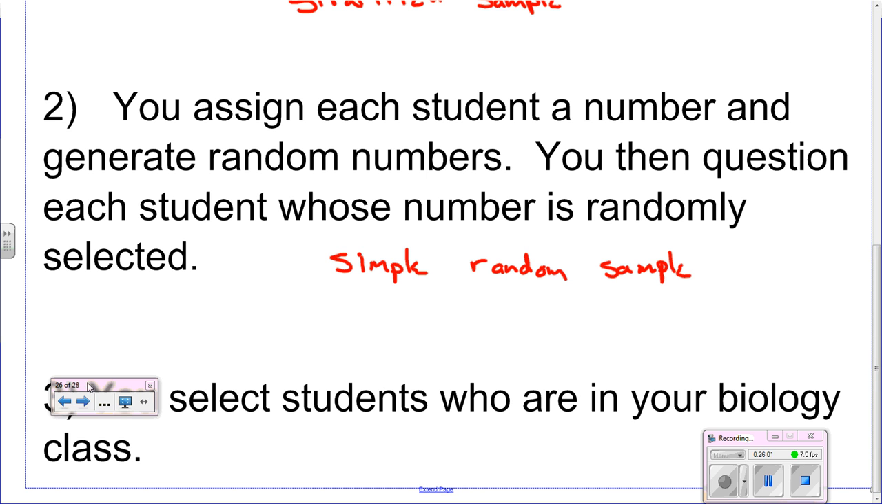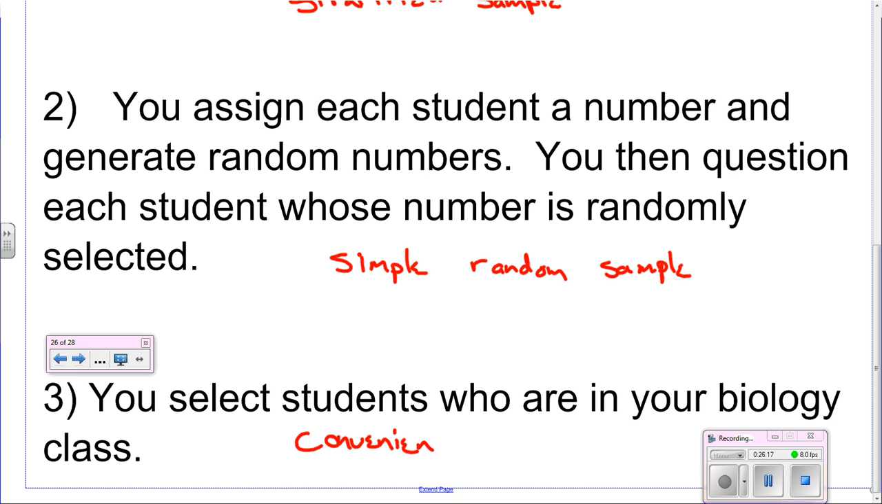Lastly, you select students who are in your biology class. Okay, this comes back to one of the ones that I think is pretty self-explanatory. This would be a convenience sample. I don't have to go out of my way to do anything. It's just the people who are in my class. So I can turn around and say, raise your hand if blah, blah, blah.